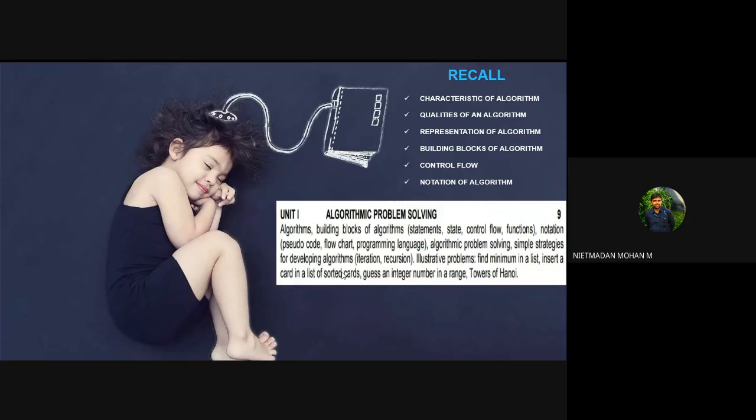The first one is finding the minimum in a list. They will give you a list of n data items, and in that we want to find out which one is the minimum value. Then, insert a card in a list of sorted cards, that is, insert a number in a given sorted list. Then, guess the integer number in a range, and Tower of Hanoi. I hope you have heard the name Tower of Hanoi. These are the 4 problems we will discuss in the upcoming classes. So with these 4 problems, the first unit is going to be complete.